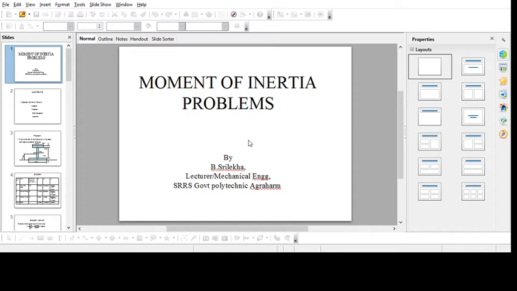Coming to the y bar, so you should substitute the values. So y1 was 40 and y2 is 85. Now substituting these two, it is 800 into 40 plus 50 into 85 by 800 plus 500, you'll get a value of 57.3 mm.